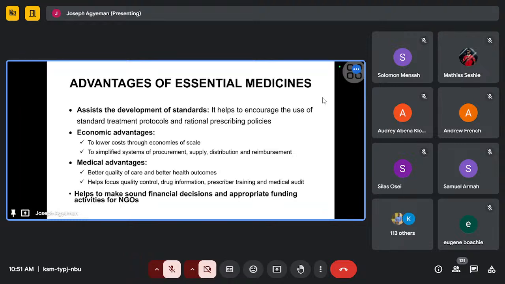It has a lot of economic advantages. It helps to lower costs through economies of scale. Yes, priority. You have your wish list: topmost, second in command, third in command. And of course, you buy what you need the most. You don't just go and buy anything at all. With this list, you'll be guided. It also has medical advantages.